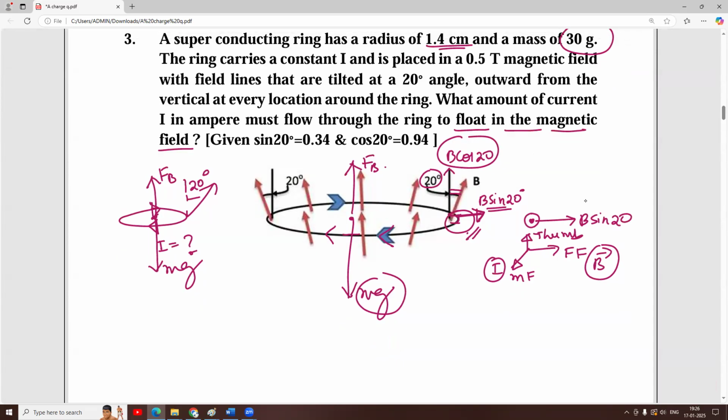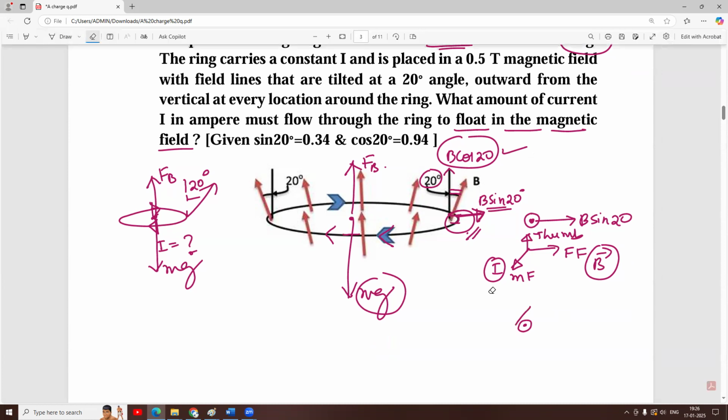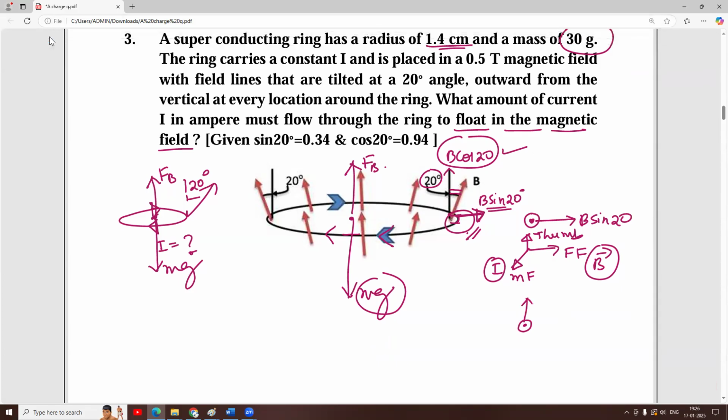So what is the direction of the force due to this component? Let us see. We have a conductor which is carrying current outside the paper, so it is placed like this. Then what about the magnetic field? If you take the vertical component of the magnetic field, it should be like this.